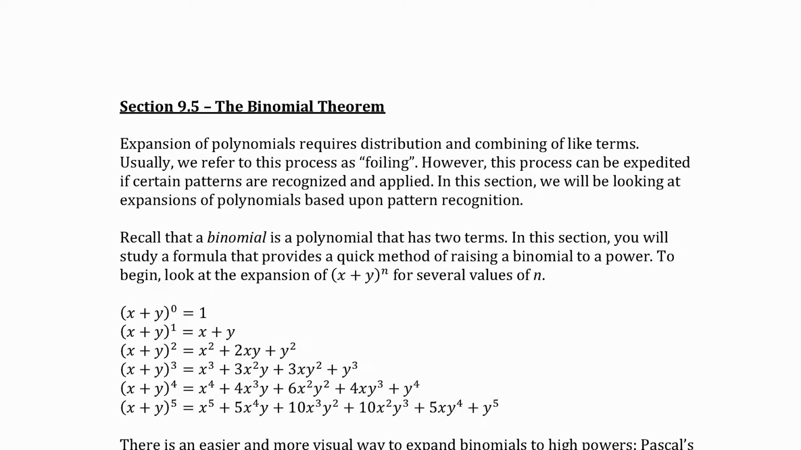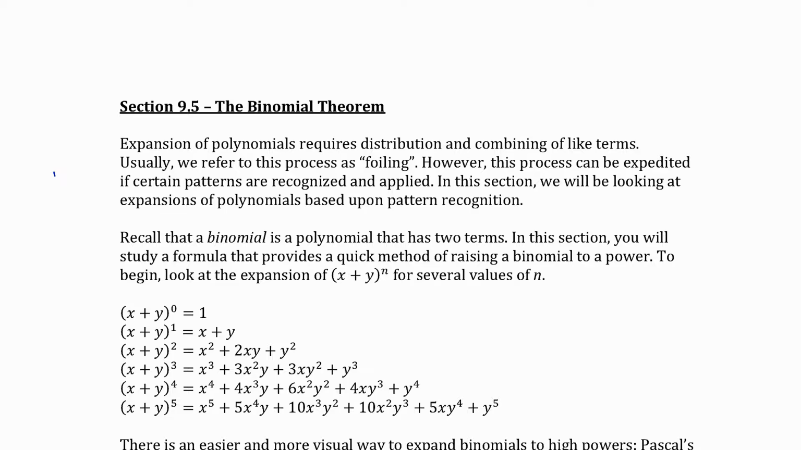Now sometimes, sadly, people refer to this as foiling. However, there is a process that can expedite this and speed things up using some patterns. That's what we're going to look at right now. Recall that a binomial is a polynomial that has two terms. In this section, we're going to study a formula that provides a quick method of raising a binomial to a power.